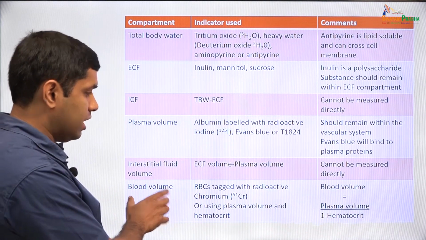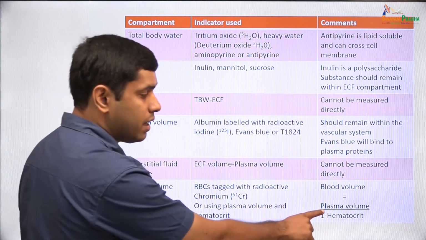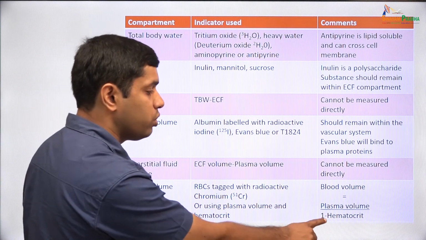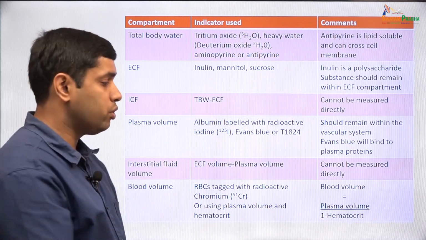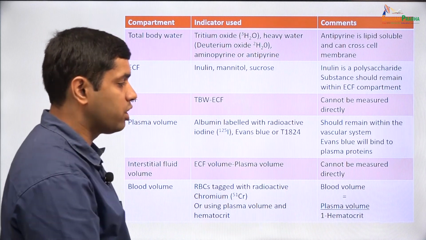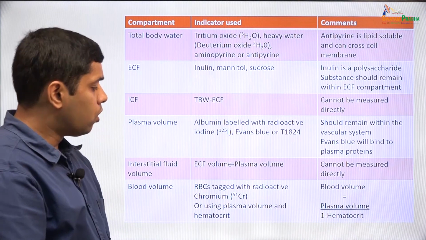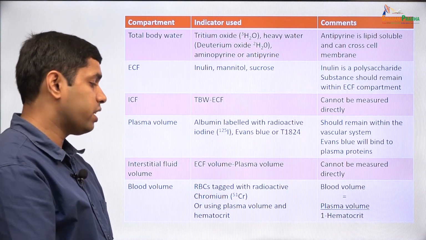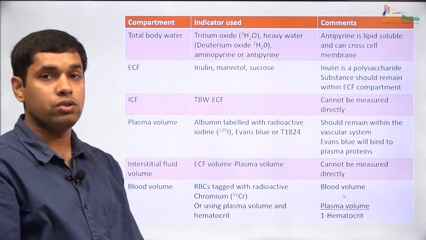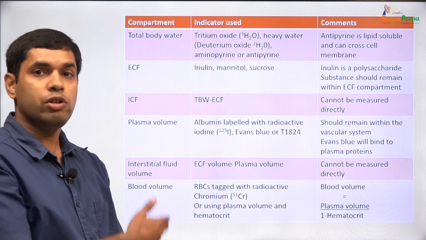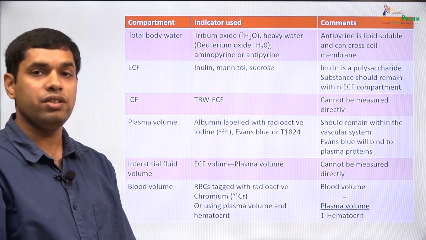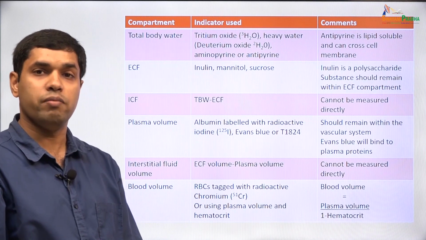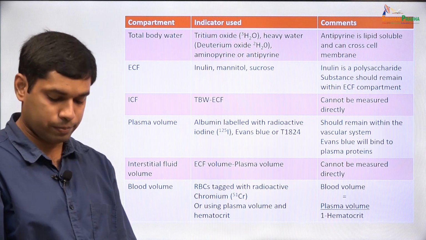Now, how do we get blood volume? If we know the plasma volume already and we know the hematocrit, we can use the formula plasma volume by 1 minus hematocrit, which will give us the blood volume, or we could also use RBCs which are tagged with radioactive chromium and find the total blood volume. So, this tabular column describes the various compounds that are used to measure the different body fluid spaces.